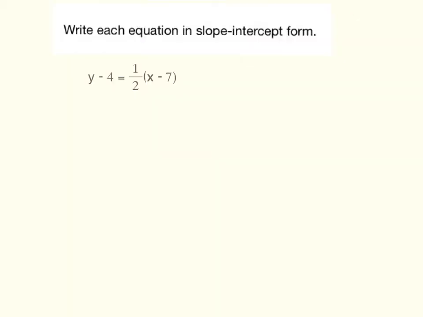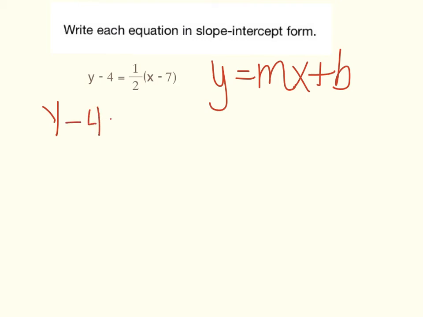Okay. All right. Now we're going to write each equation in slope-intercept form. Now again, I have an equation written in point-slope form. Y minus 4 equals 1/2 x minus 7, and I need it to model the equation y equals mx plus b. This one is a little bit easier because I'm allowed to have fractions. So the first thing I'm going to do is distribute this 1/2 through the parenthesis. Y minus 4 equals 1/2 times x is 1/2 x. 1/2 times negative 7 is negative 7/2.